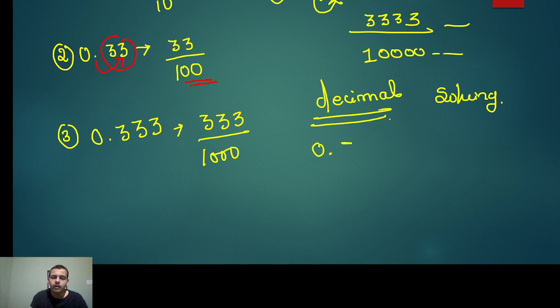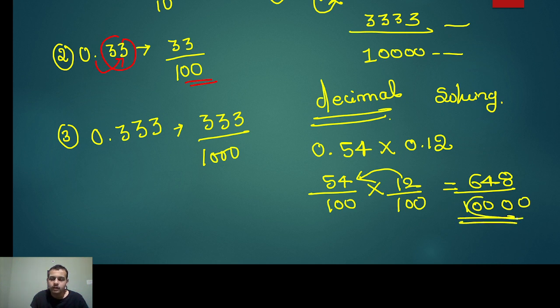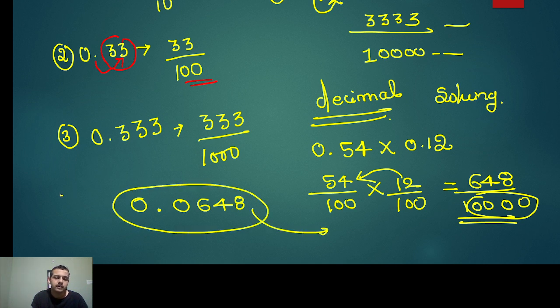When they give 0.54 into 0.12 like this, then we can solve this as 54 by 100 into 12 by 100. We will multiply this: 12 4s are 48, 12 5s are 60, so 648 by 10000. These 4 zeros show the decimal places, so after the decimal there should be 4 digits: 0.0648. This is the answer of this question. This is the first concept we have done.